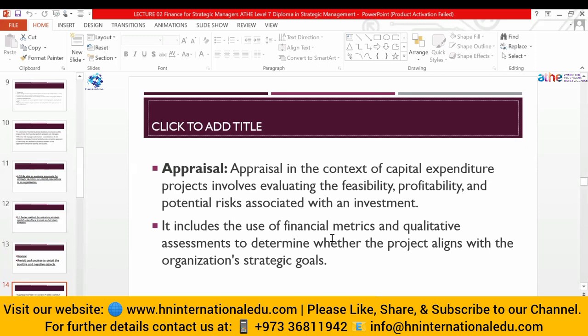Then it includes the use of financial metrics, that is the accountable steps and procedures which are used in the finance sector specifically, and qualitative assessment. Financial metrics are a kind of quantitative measures which can be measured, and qualitative is in which you're going to judge with quality to determine whether the project aligns with the organization's strategic goals, because the ultimate goal is always to align everything with the goals and objectives of the organization. That is why we need to work on the quantitative measures as well as qualitative measures.